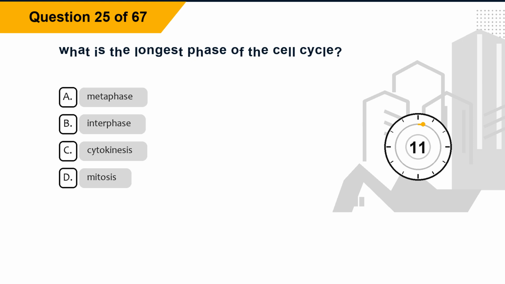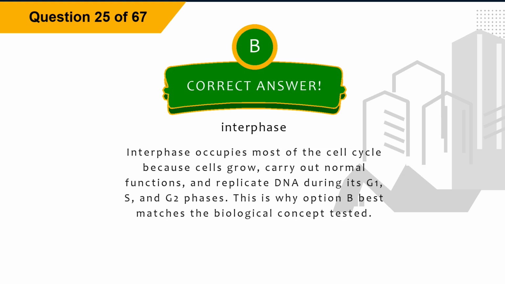Question 25. What is the longest phase of the cell cycle? Option A, metaphase. Option B, interphase. Option C, cytokinesis. Option D, mitosis. The correct answer is option B, interphase. Explanation. Interphase occupies most of the cell cycle because cells grow, carry out normal functions, and replicate DNA during its G1, S, and G2 phases. This is why option B best matches the biological concept tested.